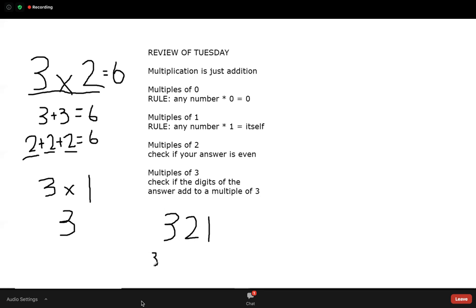So what we'll do, and we'll just write this below, is we'll do the 3 plus the 2 plus the 1. And 3 plus 2 plus 1, if you do the addition, will be 6. And now we know that 6 is a multiple of 3 because 3 times 2 is 6, as we wrote up here. So we know that 6 is a multiple of 3, and if 6 is a multiple of 3, then 321 is also going to be a multiple of 3, so it'll pass the test.